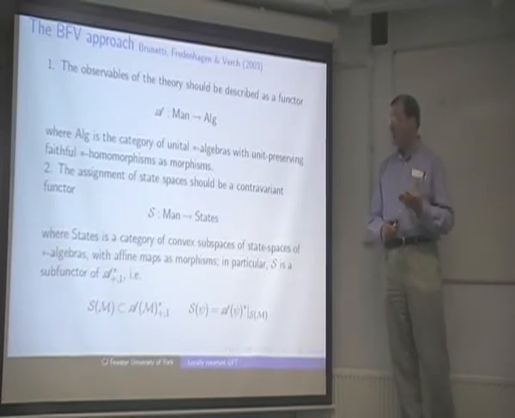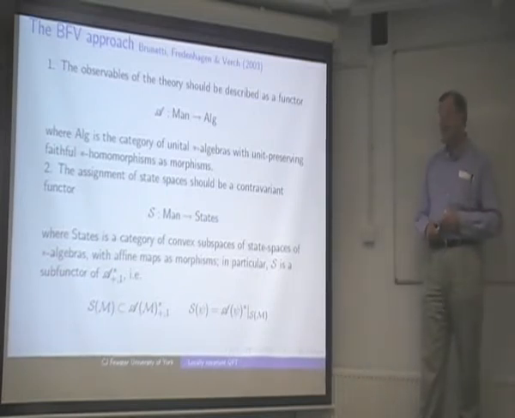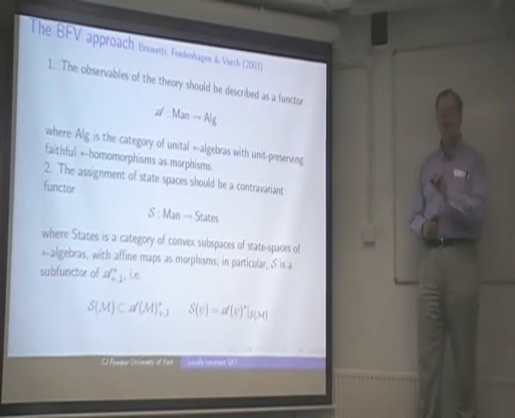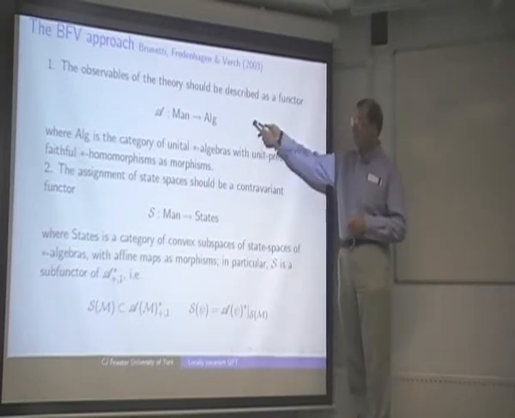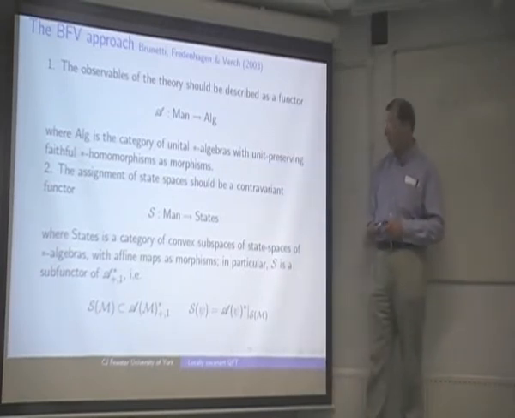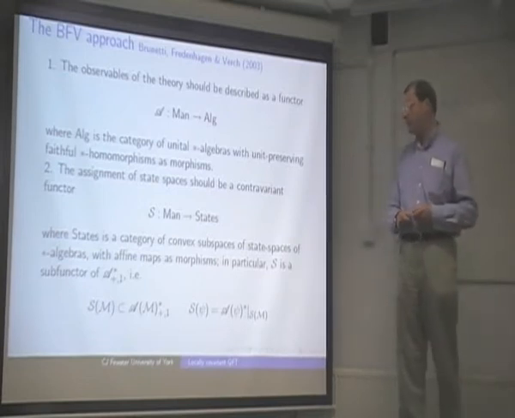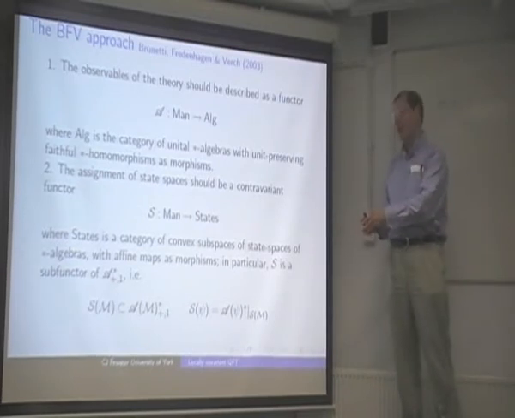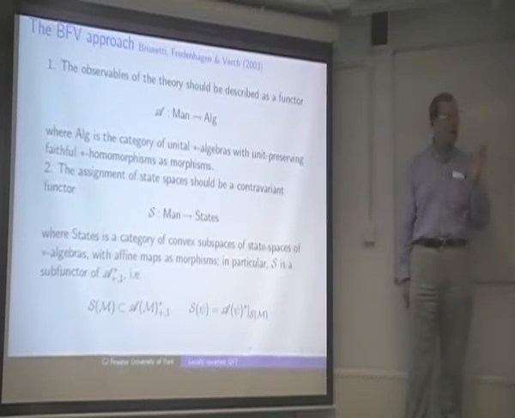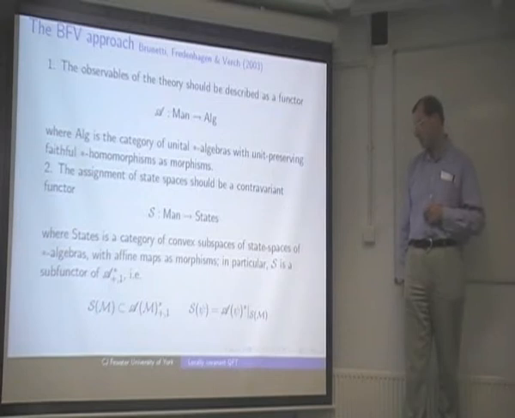I also want to have an assignment of states. Remember, these were subsets of the state space, the full state space of the algebra. So I'm going to have a functor running in the opposite direction. I didn't mention this one actually is a covariant functor. Unsurprisingly, this one is contravariant. And states here, the target category, is going to consist of convex subspaces of state spaces of star algebras, and its morphisms will be affine maps between these convex subspaces.